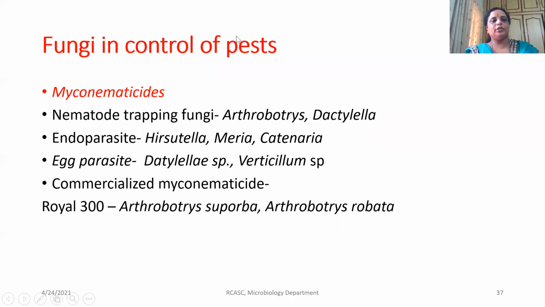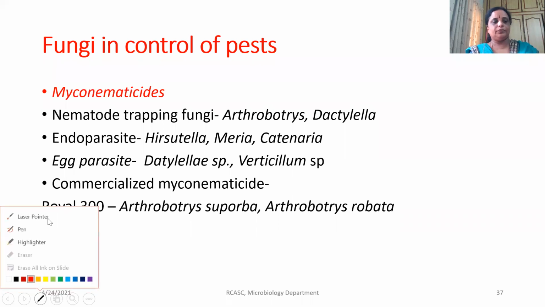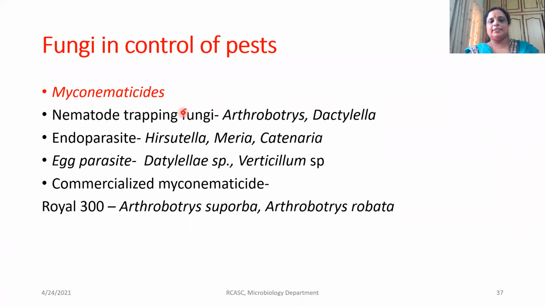Especially, they can be used as nematicides. What are these nematodes? Nematodes are certain worms belonging to phylum Nematoda. They cause serious damage to some of the crops. So instead of going for chemical nematicides, we can also use certain fungi which parasitize these nematodes and destroy them. Such fungi are used as a kind of pesticide.